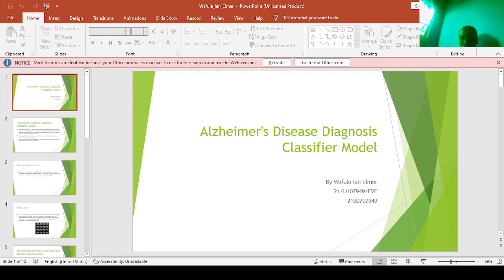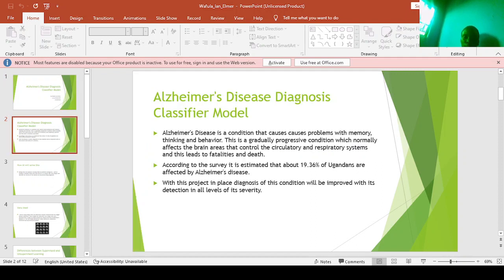And I'll be talking to you today about an AI project, which is the Alzheimer's disease diagnosis classifier model. First, let's start with some background check on the disease. Alzheimer's disease is a condition that causes problems with memory, thinking, and behavior.